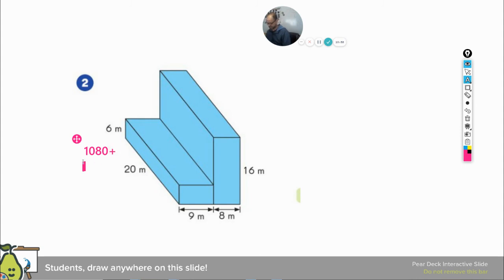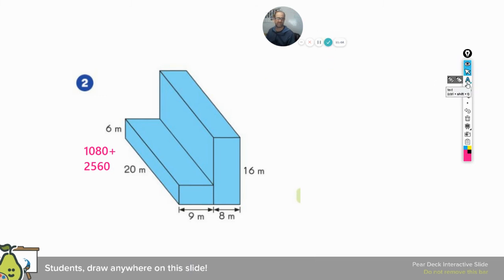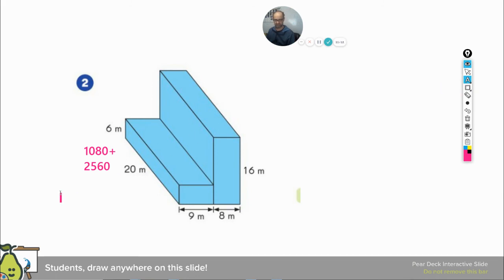Plus 2,560. Don't get on me about place value or the location of my plus sign. 1,080 plus 2,560 is 3,640 cubic meters. Oh my gosh, whatever that is, that's huge. Meters, oops. Imagine the 3 is elevated and really small. Work with me.